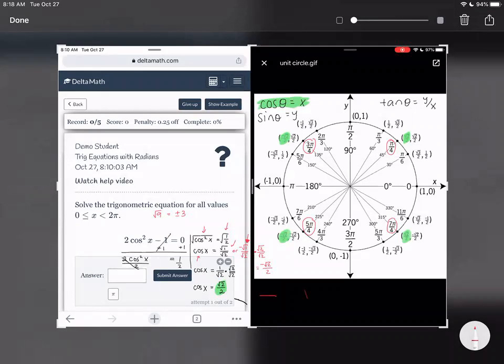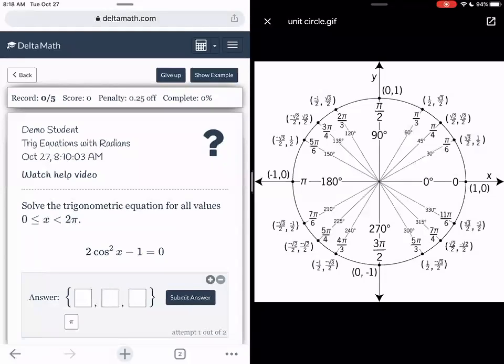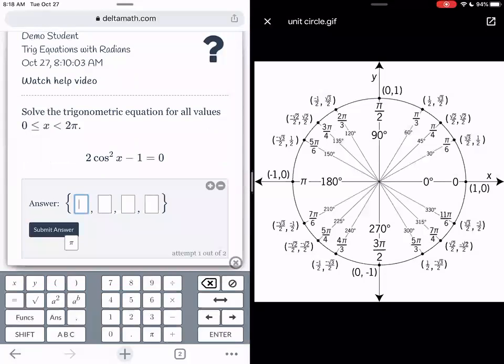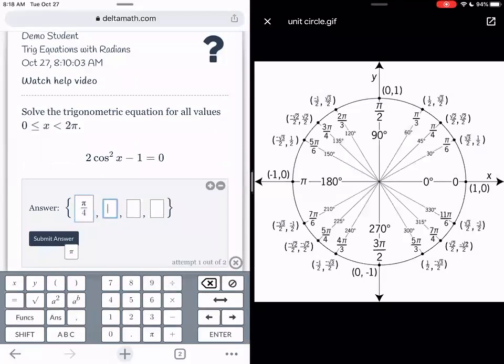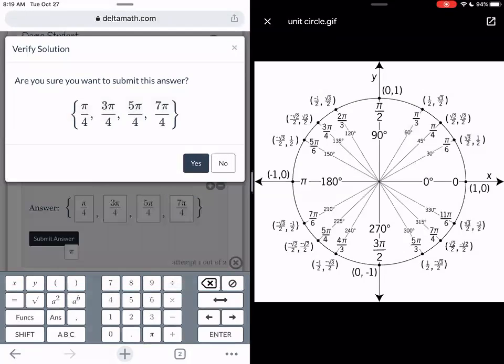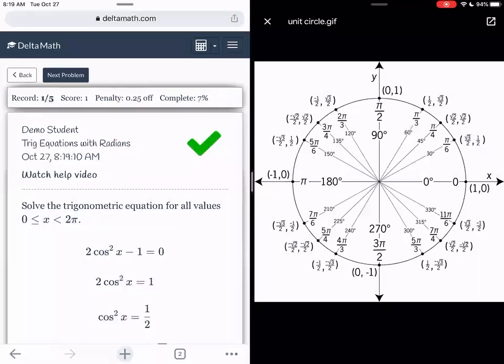All right, let's go enter these in. So I'm going to do that so I can enter all 4 of those. I believe they were pi over 4, 3 pi over 4, 5 pi over 4, and 7 pi over 4. All right. So as you can see, all 4 of those, I know that's a lot, right? But yes, all 4 of those were your answers.